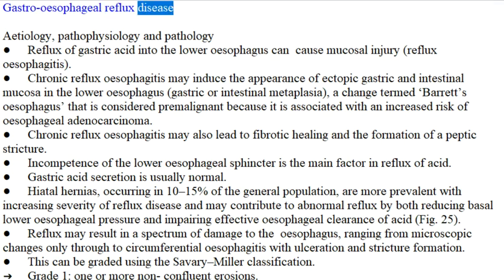Gastroesophageal reflux disease. Etiology, Pathophysiology, and Pathology. Reflux of gastric acid into the lower esophagus can cause mucosal injury, reflux esophagitis.